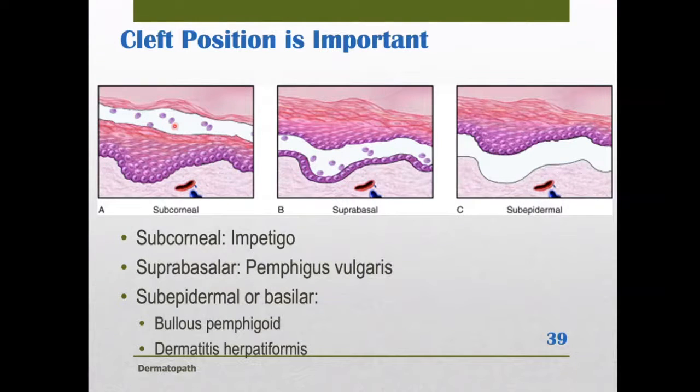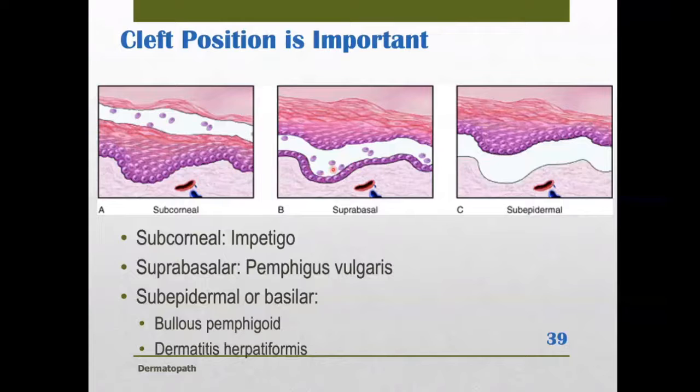For example, here, the cleft is below the stratum corneum. You see that between it and the granular layer and then stratum germinativum, there is a cleft here filled with some materials. Some are the dying cells. So this is a subcorneal cleft because it is just below the corneal layer. So this happens in a disease called impetigo.